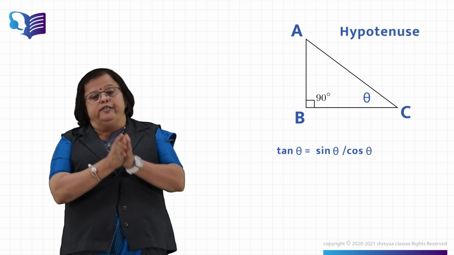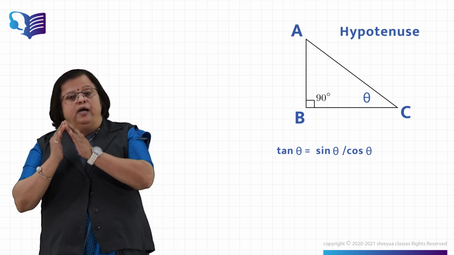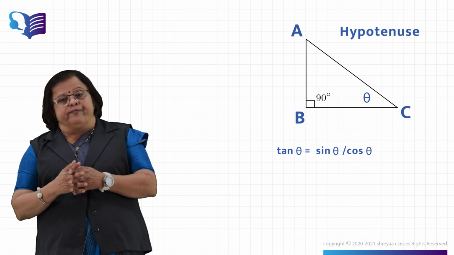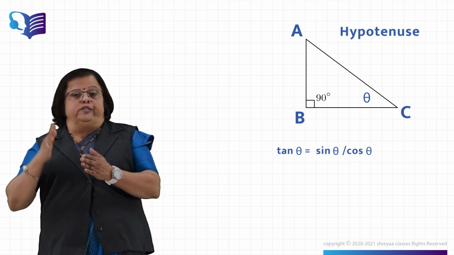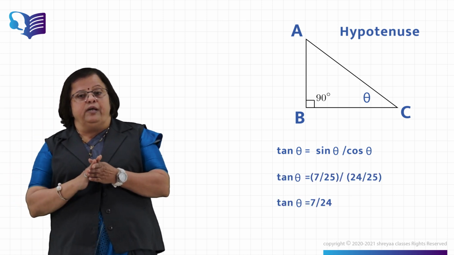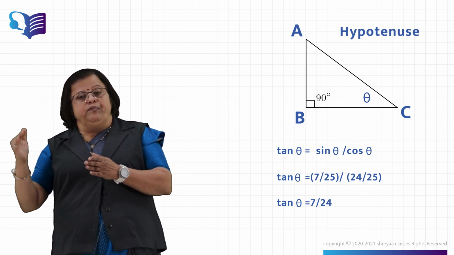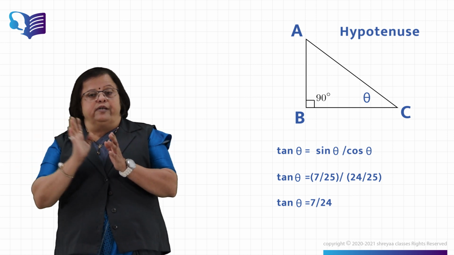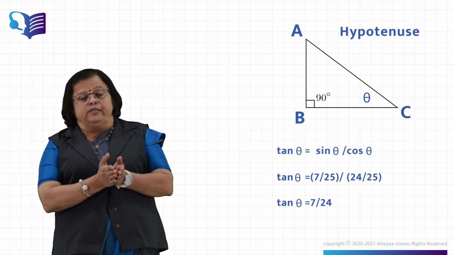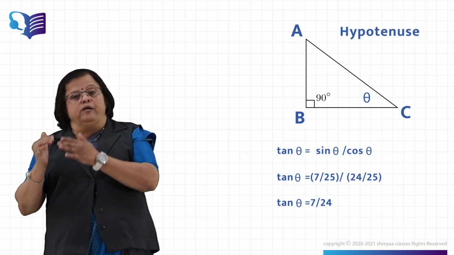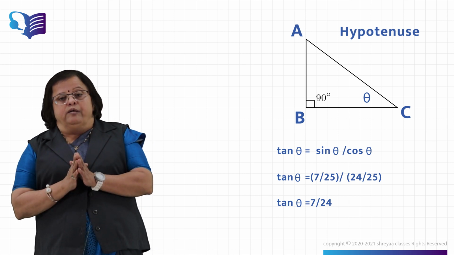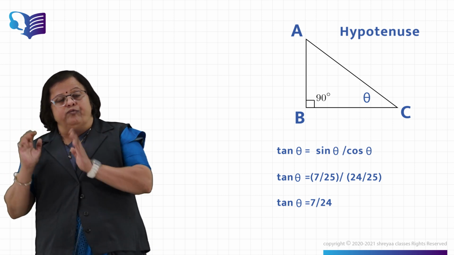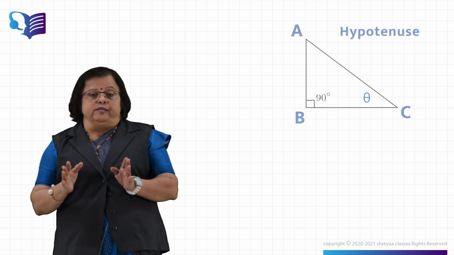So tan theta is equal to sin theta upon cos theta. So what is the sin theta value? It is 7 upon 25 divided by 24 upon 25. So this 25 will get cancelled. Then what is tan theta? It is equal to 7 upon 24. So that's the answer.